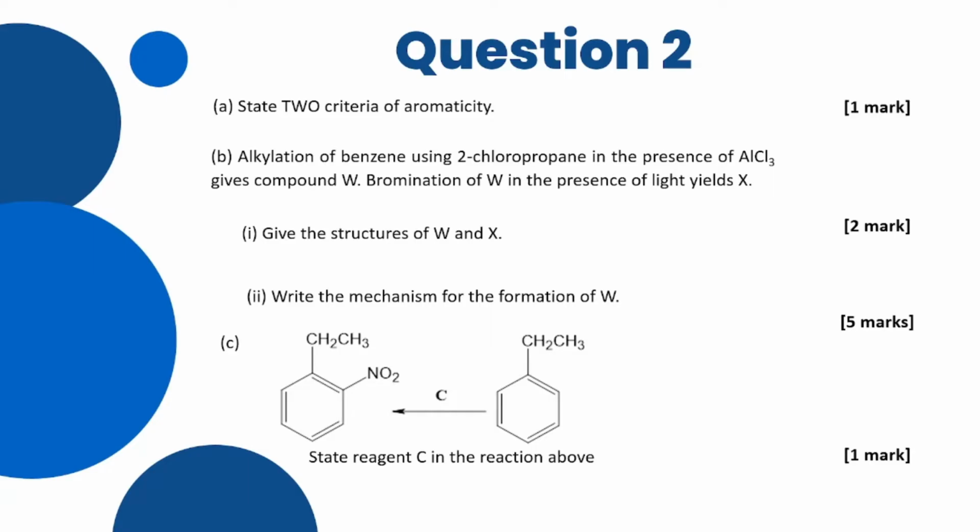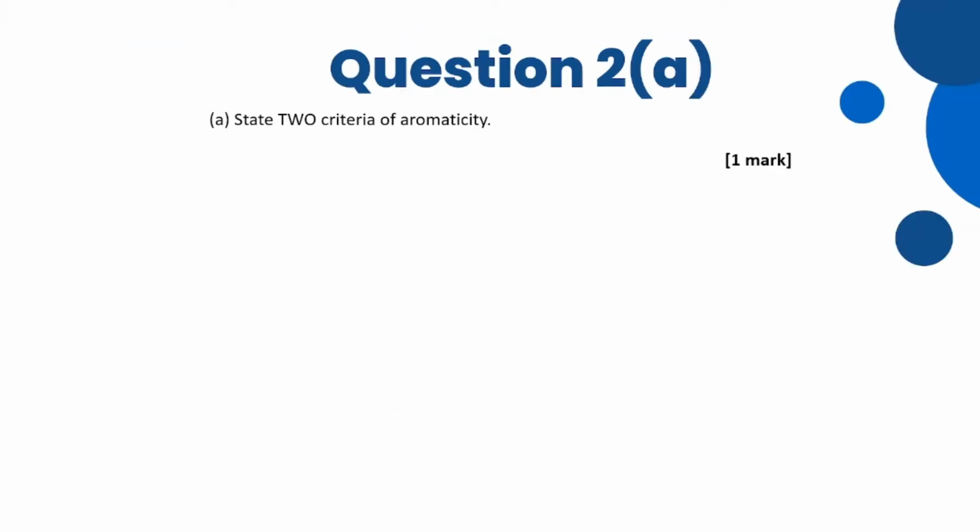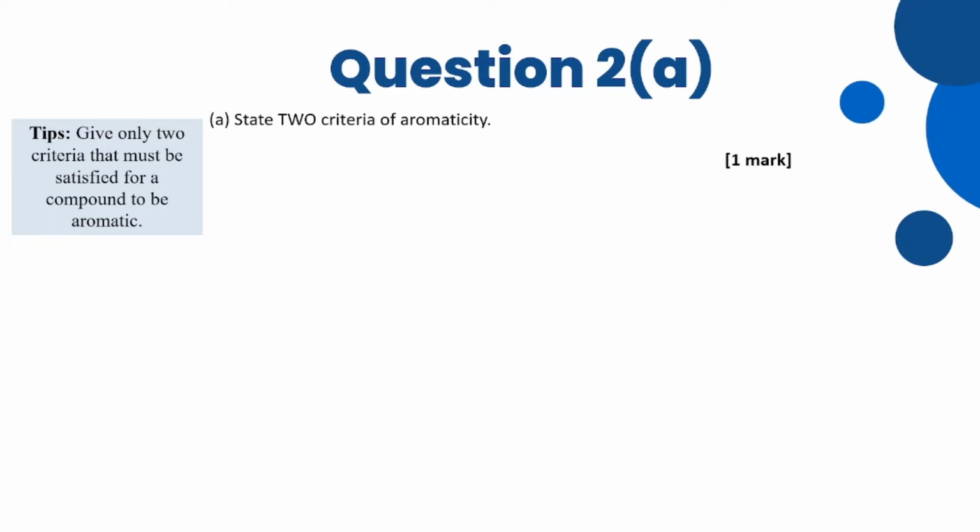Let us first look into the first question, which is question 2A. For question 2A, we need to state 2 criteria of aromaticity. In order to answer this question, we're going to look into the criteria that must be satisfied for a compound to be aromatic.